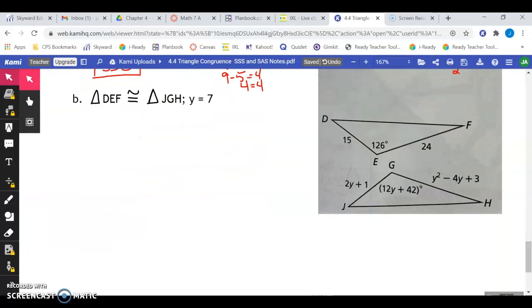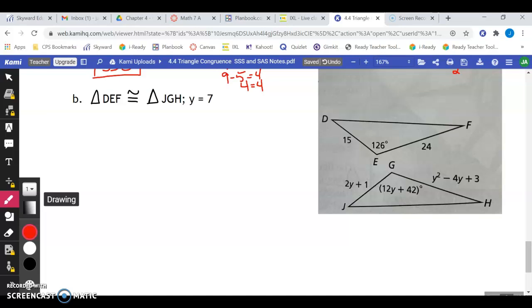Then we're going to look at the next picture here. We have triangle DEF and triangle JGH, and they're telling us that y is 7. So DE is first in the first triangle, so DE is here, and JG is the first one in the second set. So 2y plus 1 is equal to 15, and they're saying y is 7. So that would be 14 here. 2 times 7 is 14, plus 1 is 15. So that is true. So segment JG is equal to 15.